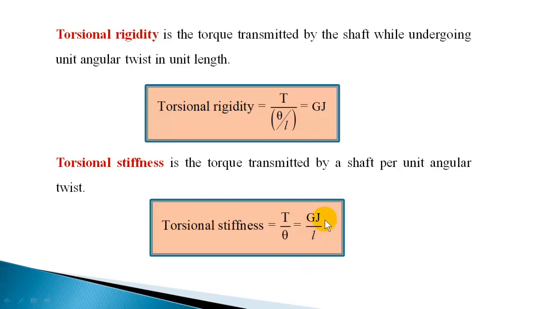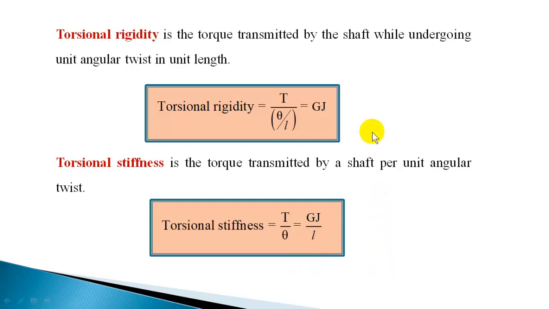So torsional stiffness is given by GJ by L. So it is a material property, a cross-sectional property, and also depends on length. As length increases, torsional stiffness will decrease, whereas as the other two values increase, the torsional stiffness will increase. So to increase the torsional stiffness of a shaft, you should always have a material which has a high modulus of rigidity, a higher polar moment of inertia and short length. So this will have higher torsional stiffness.